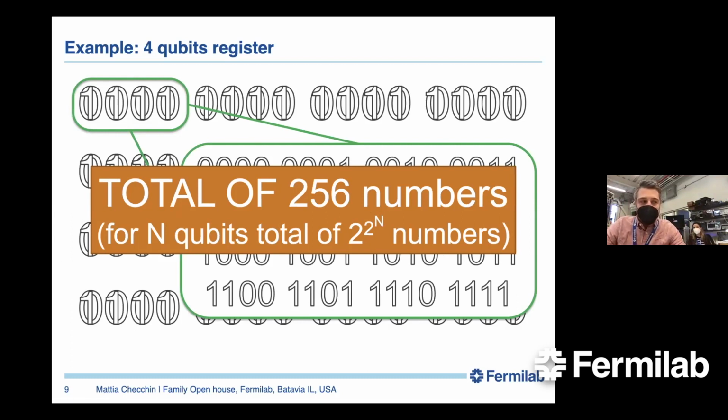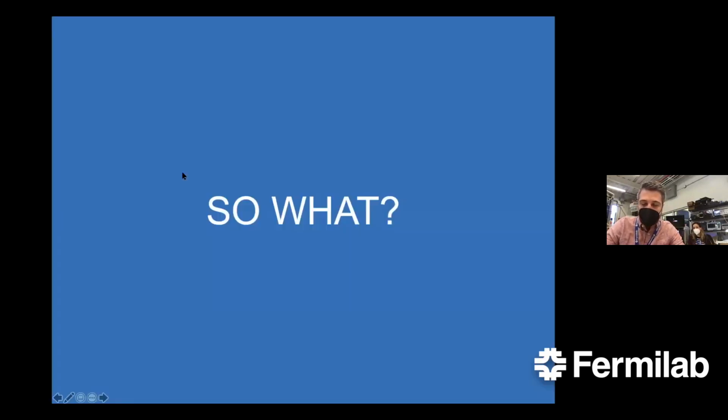So in other words, with a quantum computer, you can represent much larger numbers with a smaller amount of qubits. And you can imagine then, so what? So what does this mean?